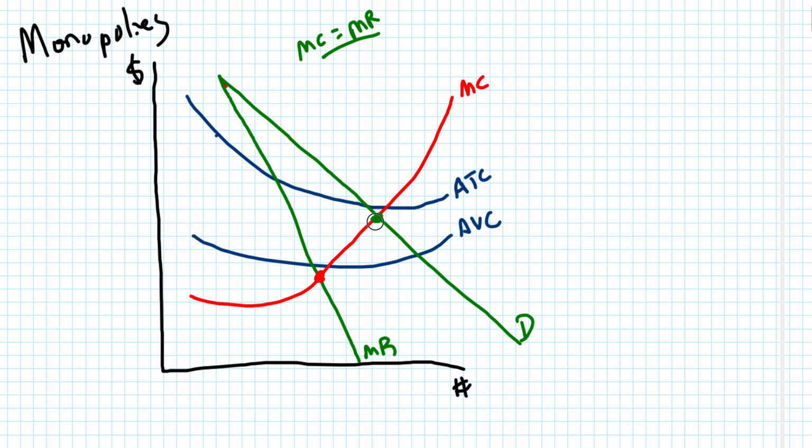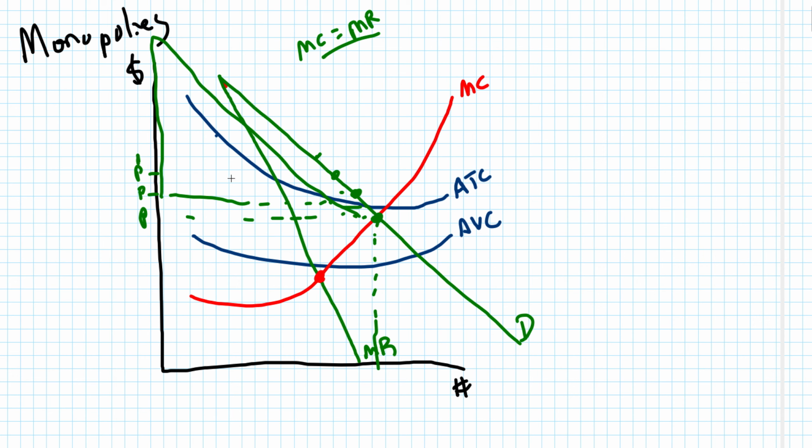So I'm going to produce right here that amount. And here's the thing. I'm going to charge this person this price. But I'm going to charge this person this price. And I'm going to charge this person this price. And I'm going to charge this person this price. And what I can do is this whole thing, and here's everything above ATC, which is going to be right there. This entire section here becomes profit.